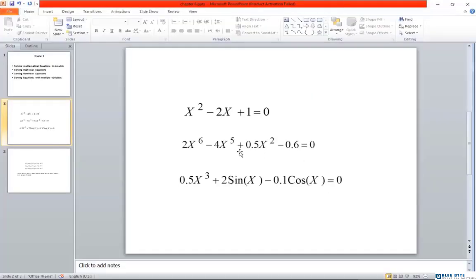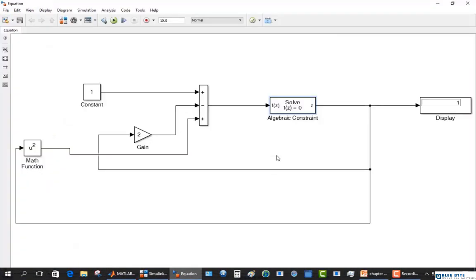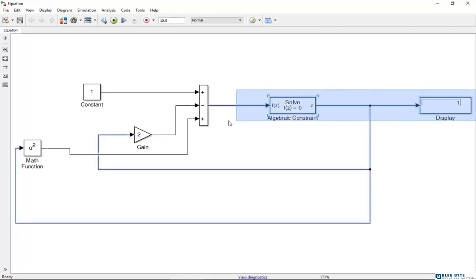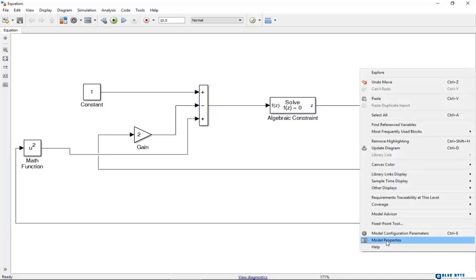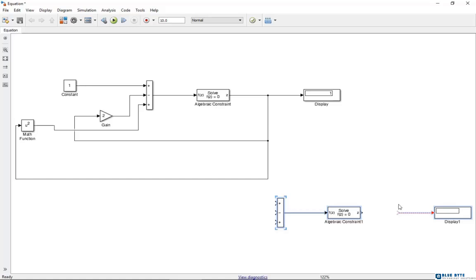Hello. The other equation is 2x to the power 6 minus 4x to the power 5 plus 0.5x to the power 2 minus 0.6 equals 0. As you can see, there are 3 x's and we have a constant number too. So I copy from these 3 blocks.